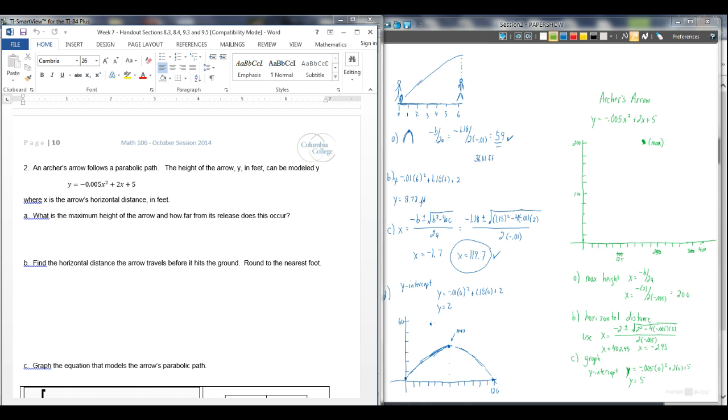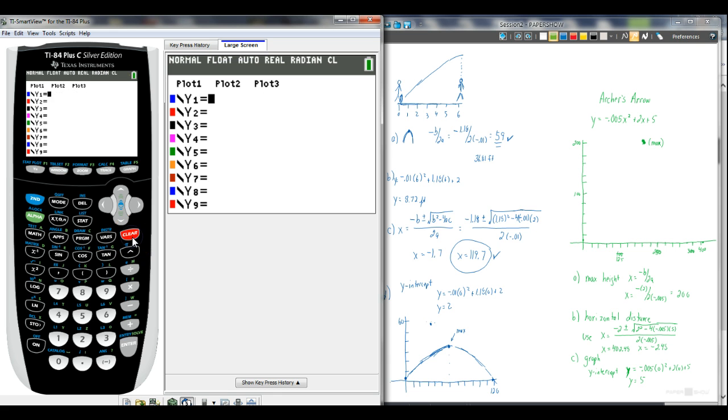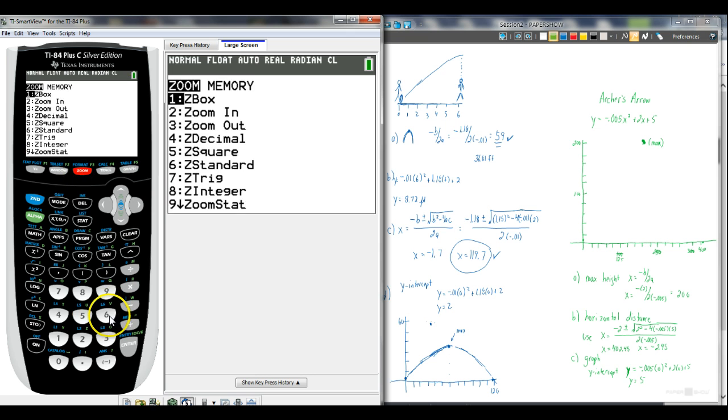So even though it doesn't ask for the graph until the end, you may want to get it in your calculator to get a feel for what's going on. So let's open up our calculator and clear out whatever's in there, and we're going to put in negative 0.005 x squared plus 2x plus 5. And then we're going to go ahead and do zoom 6.